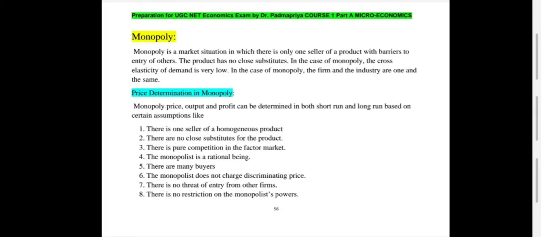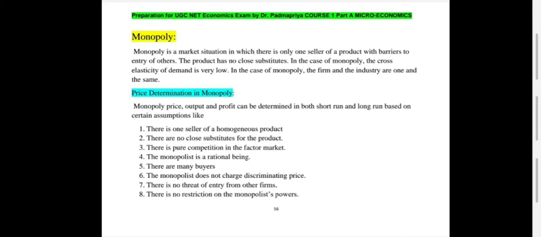Monopoly. Monopoly is a market situation wherein there is only one seller of a product with barriers to entry of others. The product has no close substitutes. In the case of monopoly, the cross elasticity of demand is very high. In the case of monopoly, the firm and the industry are one and the same.